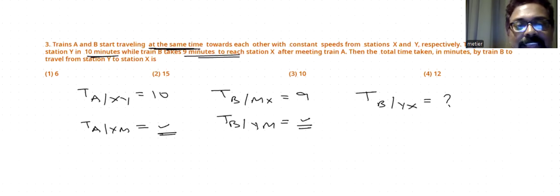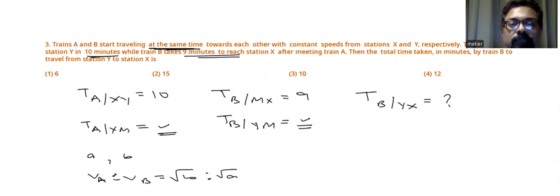If train A takes a minutes and train B takes b minutes after meeting to reach their destinations, then the velocity of A and velocity of B will be nothing but under root b is to under root a. Now, in this particular case, we can go with the options. Obviously, train B already had taken 9 minutes, so 6 minutes cannot be our answer. Let's start with the second option.